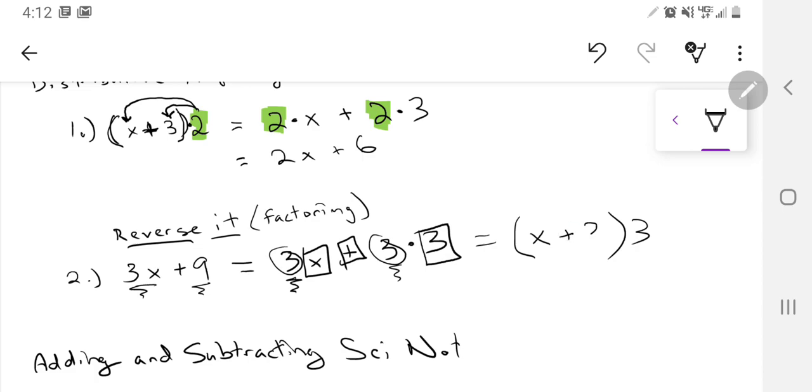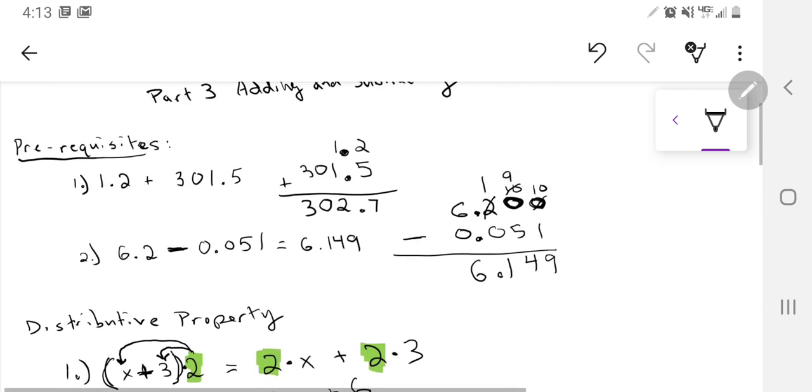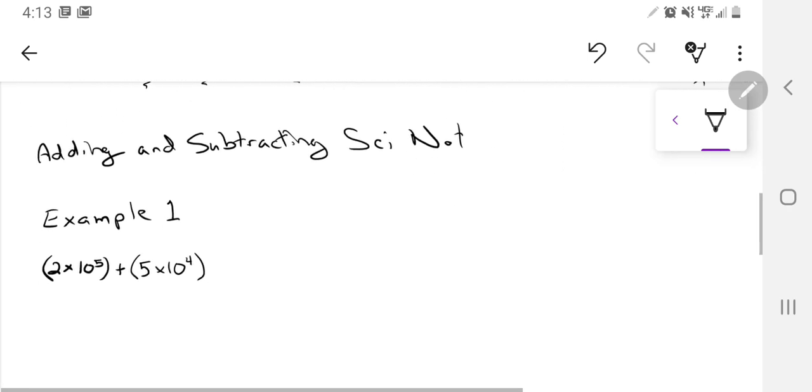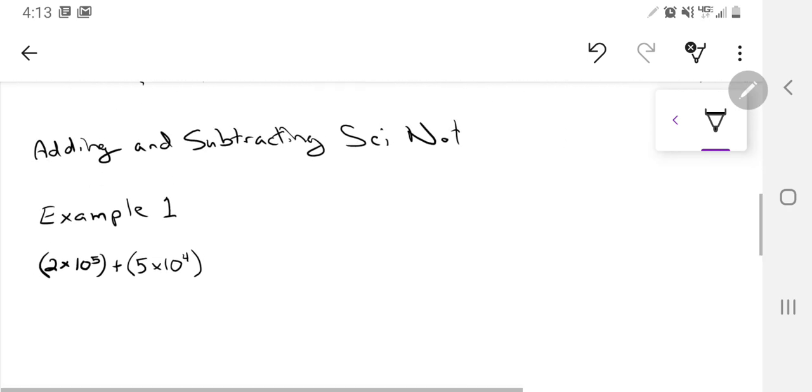So x plus 3. All right, so the common factor comes out, and we're left with whatever was left over still being added in the parentheses. All right, so those are our prerequisite skills: understanding distributive property and understanding lining up the decimal places to add and subtract decimals. So now we're ready for adding and subtracting scientific notation. Let's do it. Okay.